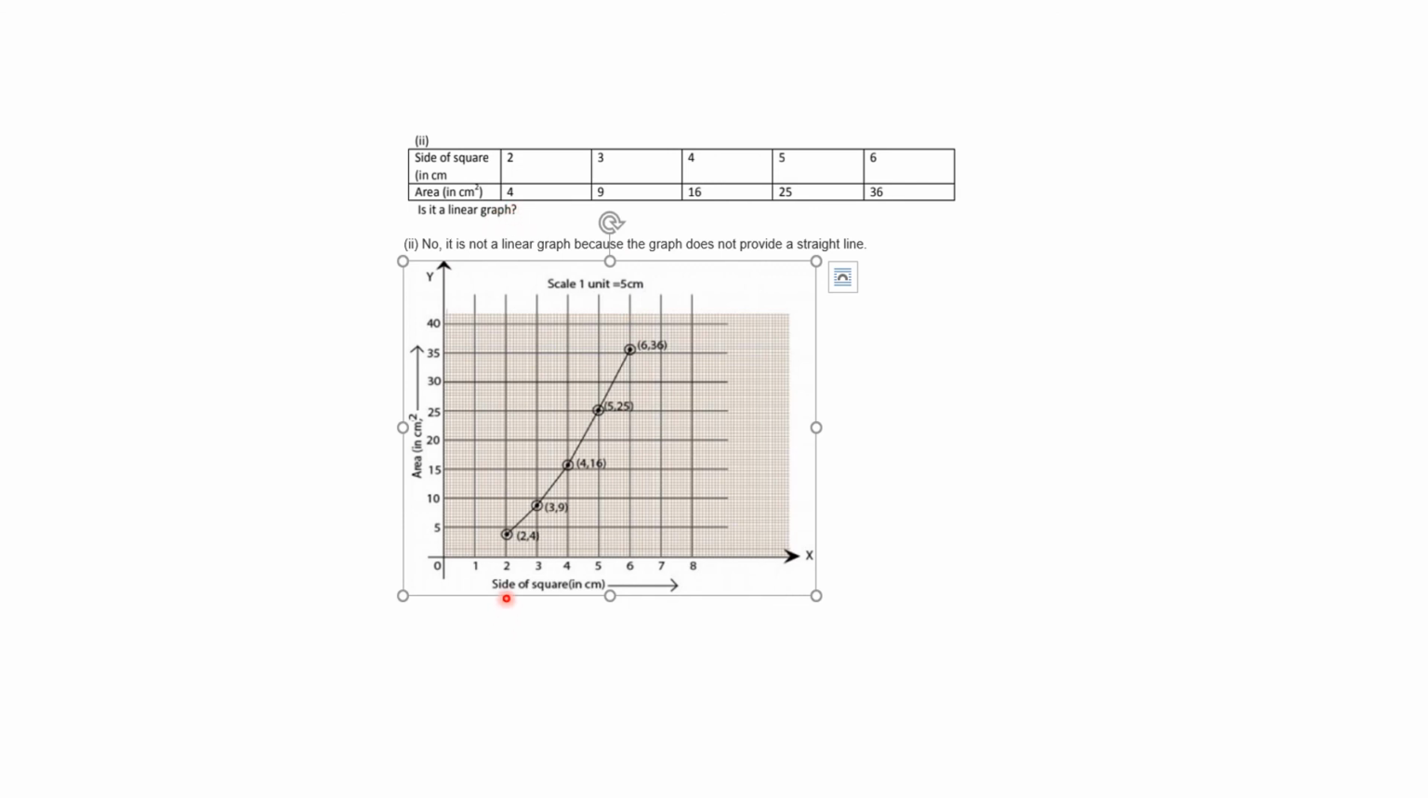For example, 2 and 4, 3 and 9, a little bit below 10, 4 and 16, a little bit up from 15, 5 and 25, 6 and 36. So all the points I have plotted, then I am joining them. Once I have joined them, what am I finding? I am finding a line, but it is a curve. It is not a straight line, it is a curve. So this graph is not linear because we are not getting a straight line.